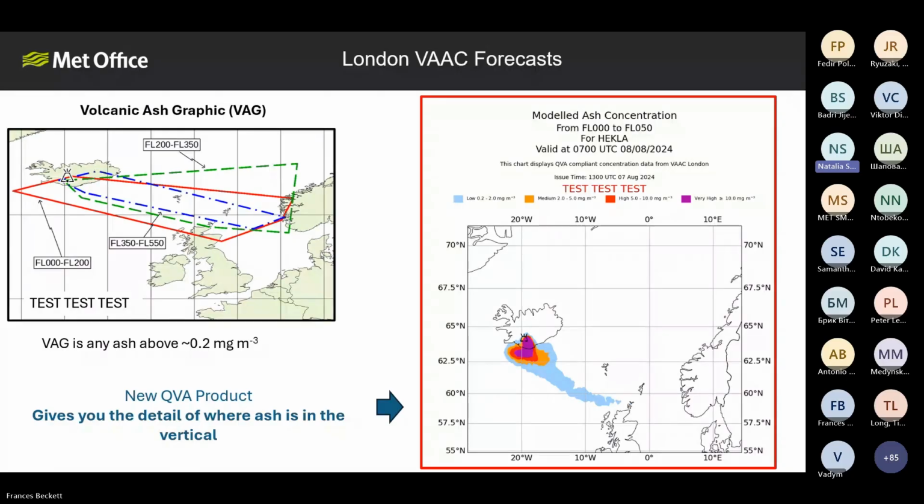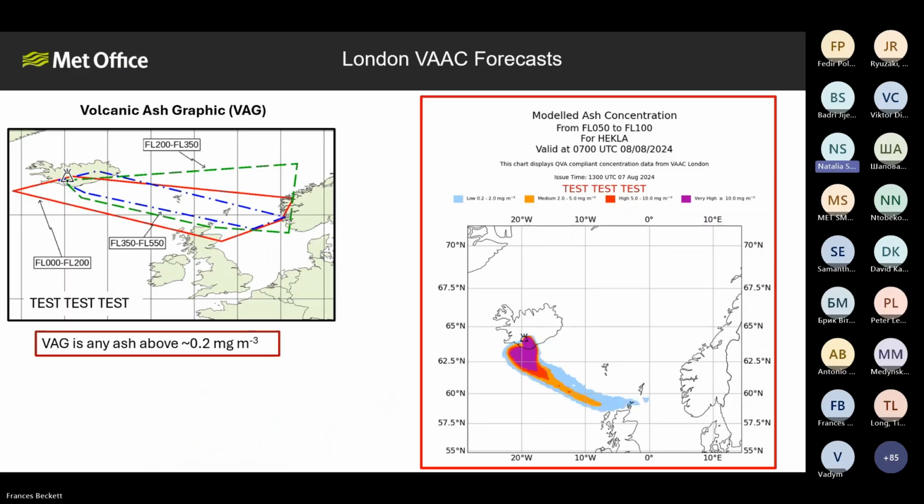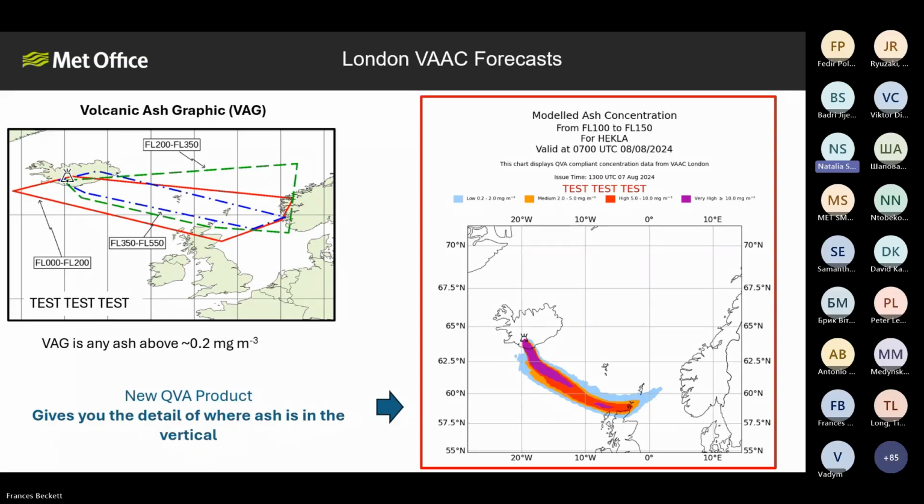At flight level 0 to 50, we can see that ash is being transported towards the UK, but the high concentrations are constrained too close to Iceland. If we then move up to flight level 50 to 100, we can see that the extent of the ash has increased. We have medium and high concentrations over the North Atlantic. Moving up again to the next flight level, you can now see that ash is reaching Scotland, or the very top of Scotland. Moving up one more level, you can see that the winds are shifting the plume round, and ash is now reaching Norway.